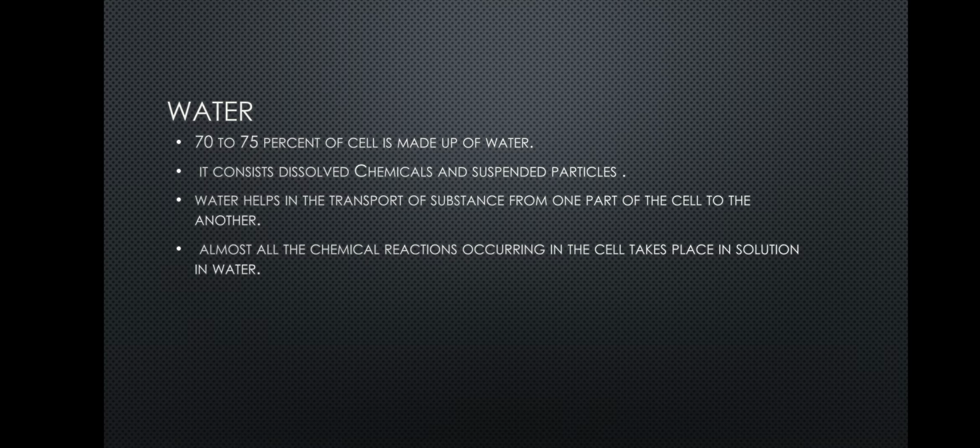So we will see about the water. 70 to 75% of a cell is made up of water, and it also contains dissolved chemicals and suspended particles. Dissolved chemicals means sodium, chloride, hydrophilic substances and proteins, and the suspended particles means dust, smoke, etc.